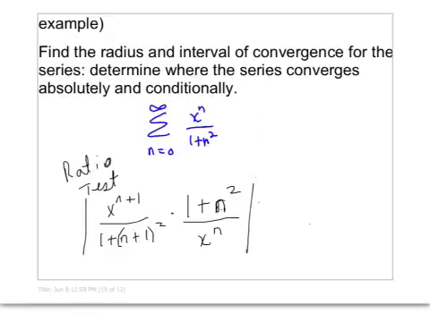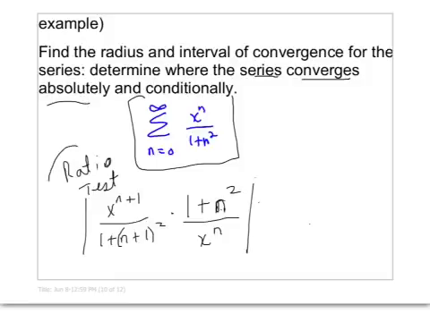Okay, welcome back to lesson 29, continued practice with the power series. Let's dive right into this example. Find the radius and interval of convergence for the series and determine where the series converges absolutely and conditionally. So here's the original series.